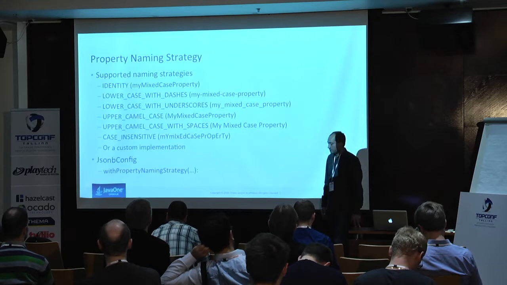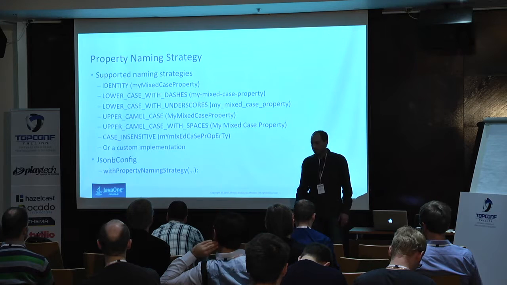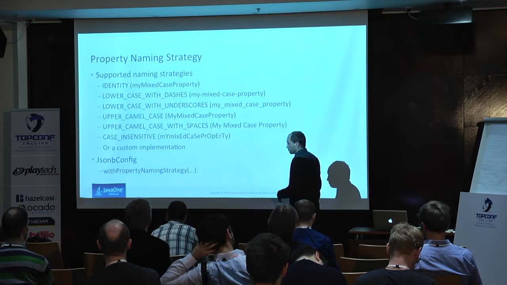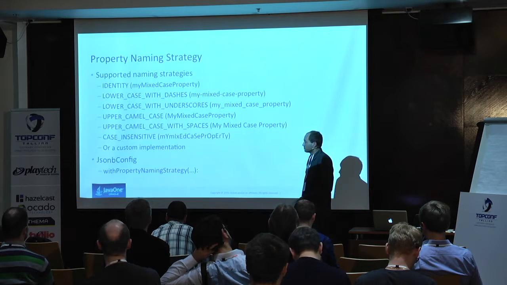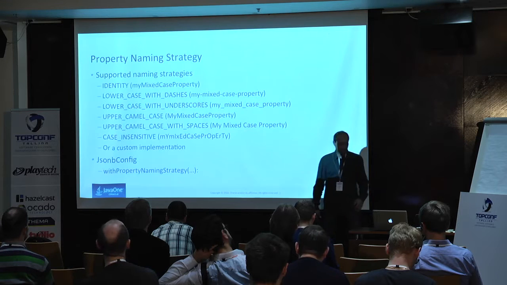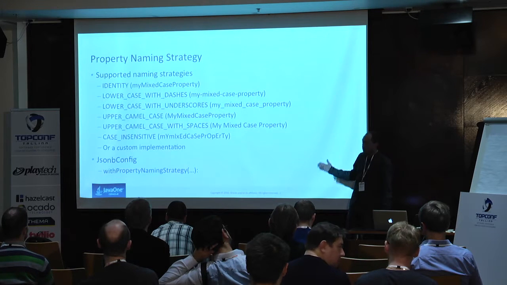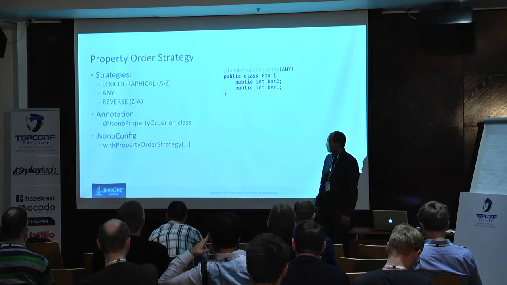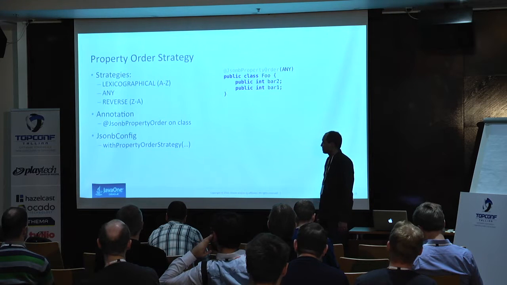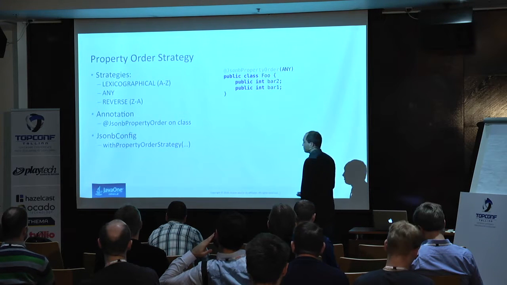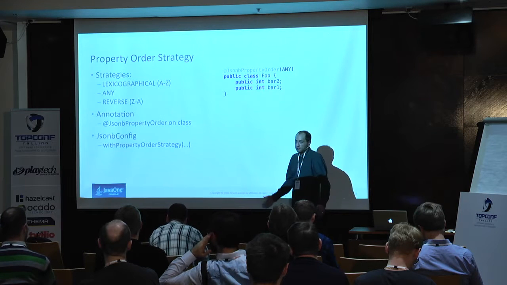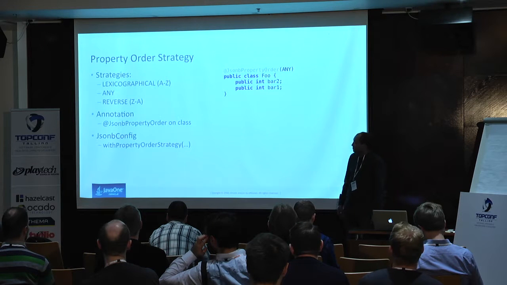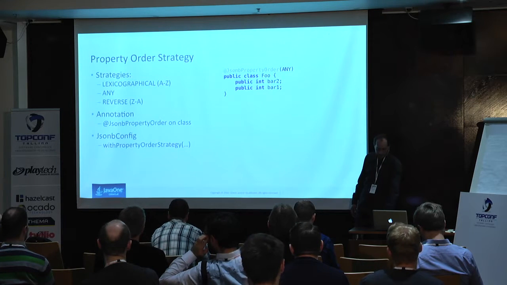Property naming strategy, basically the default is, I think, as it is found in the Java class, but you can define your own strategy if you wish, or implement your own. Property ordering, as I said, the default one is lexicographical from A to Z. You can use reverse or any. It's up to you, basically. But it's a good idea to use the default in this particular case.